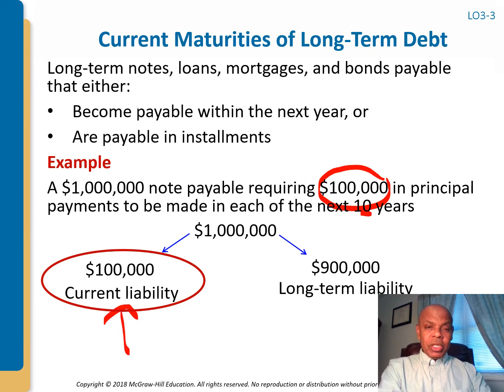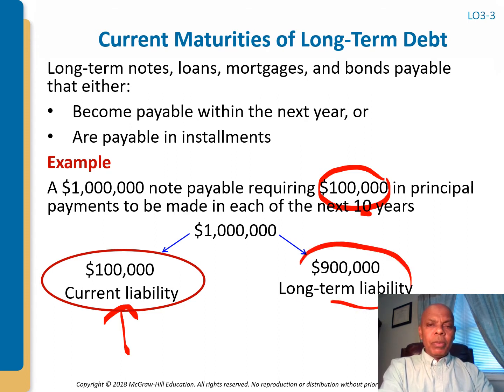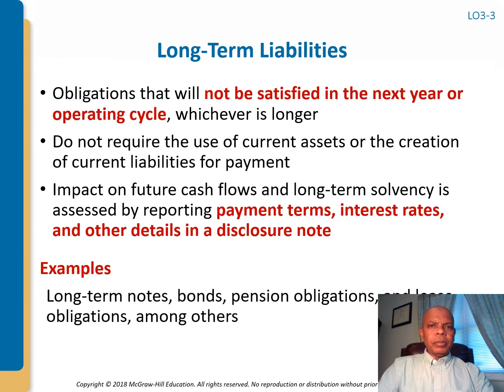So in the balance sheet, you have to make that classification. You move from long-term to current because every year that $100,000 needs to be paid off. So that's why the long-term liability, therefore, is only $900,000 of the million. Okay, that's simple. You can understand that.